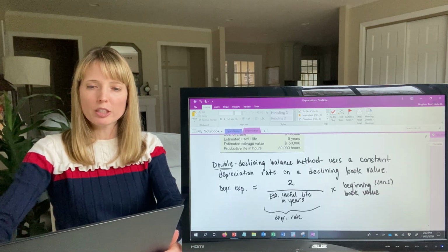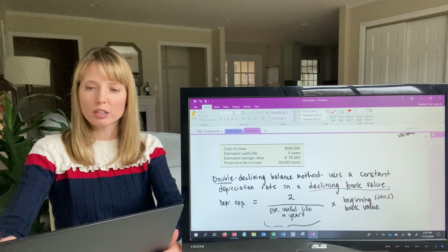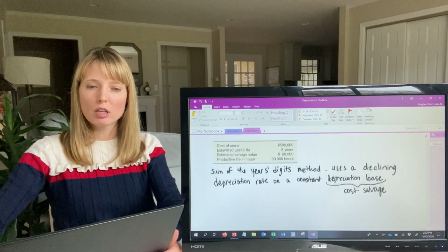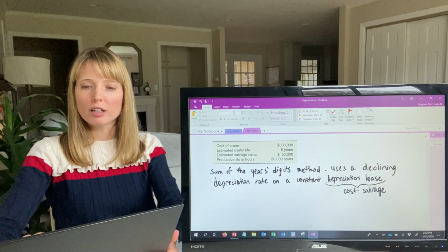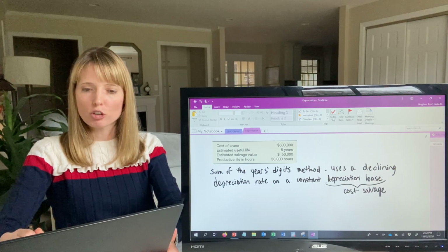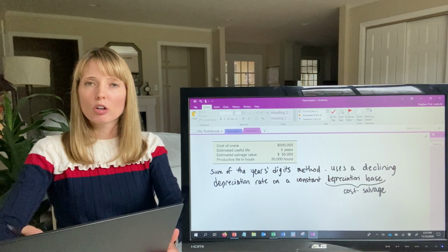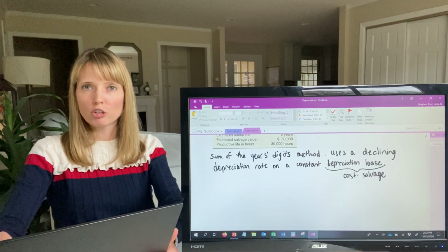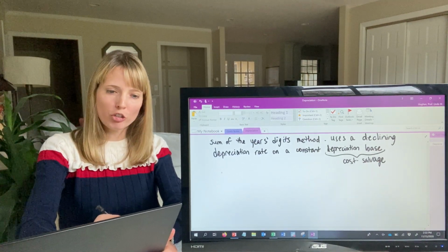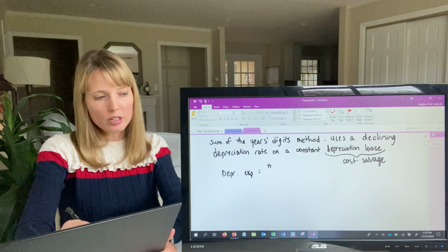So the sum of the year's digits method should look somewhat similar to the double declining balance method, right? The double declining balance method uses a constant rate on a declining depreciation base. So the book value, declining book value, was a changing depreciable base. And now what we have is a declining depreciation rate on a constant depreciation base. But both of these methods result in a lot of depreciation taken earlier on in the asset's life and less depreciation taken in the later portion of the asset's life.